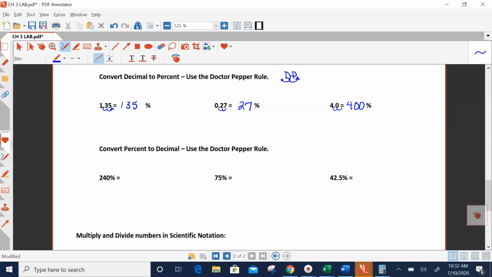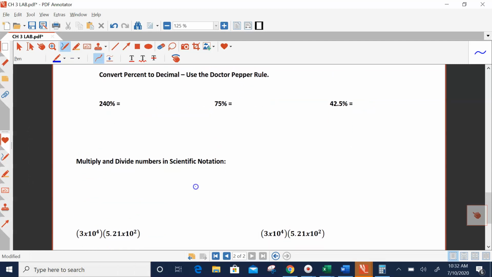Now let's go the other way around. We're going to convert percentages to decimals. If there is not a decimal listed or shown in your problem, then you have to assume it's at the end. Like 240% is 240 with a decimal point at the end. And the Dr. Pepper rule says if I want to go from a percentage to a decimal, I move it two places to the left. So let's move that guy two places to the left, and the decimal equivalent of 240% would be what? 2.4 or 2.40.